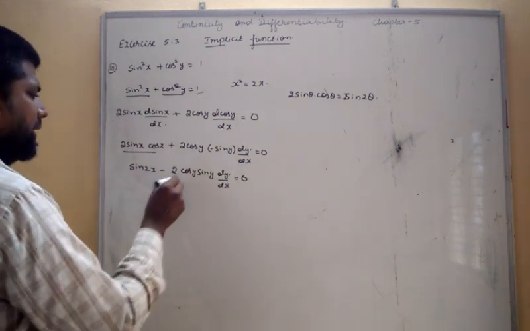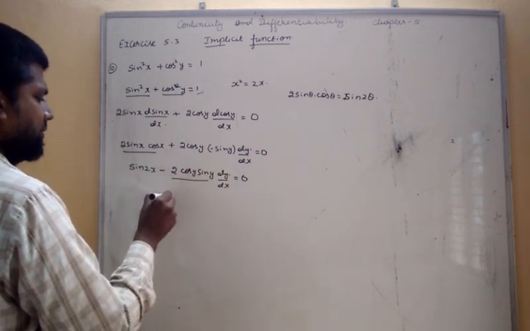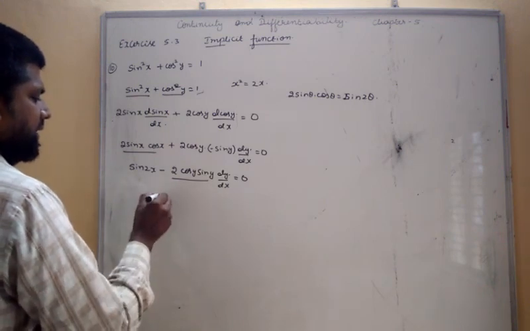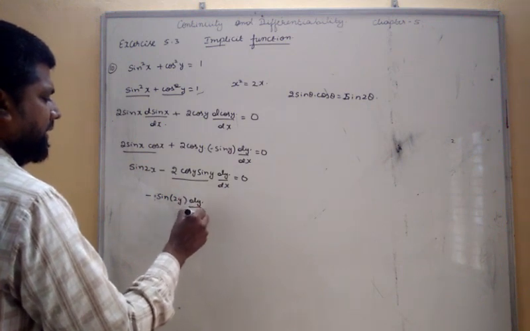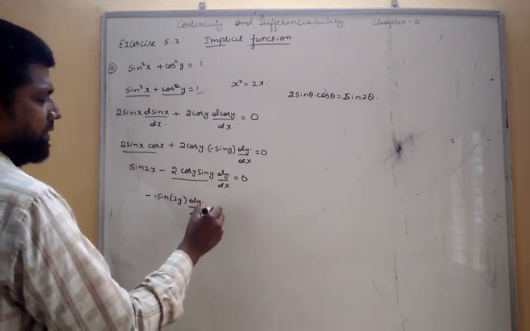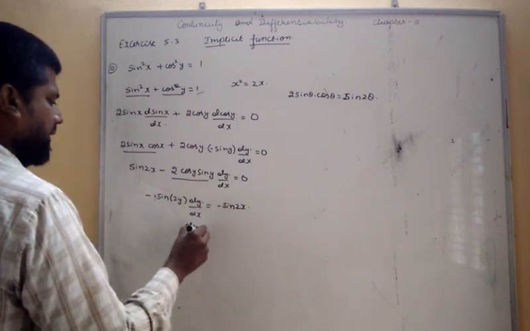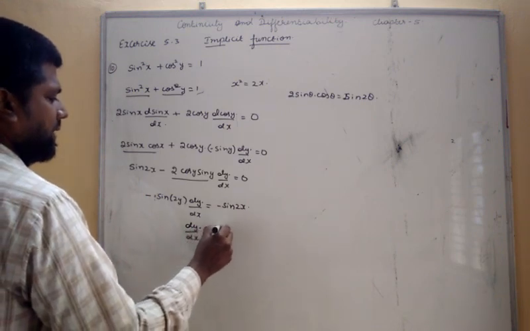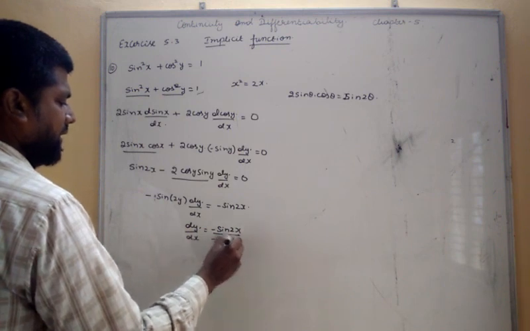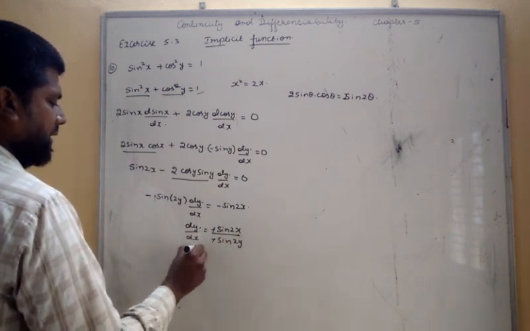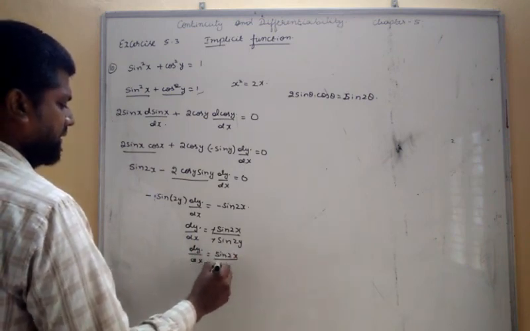Okay, then again we can apply the formula, then shift this to the right side: minus sin 2y dy by dx. Applying that 2 sin theta into cos theta can be written as sin 2 theta, that is equal to minus sin 2x. Then dy by dx is equal to minus sin 2x by minus sin 2y. Then the minus gets cancelled. So dy by dx is equal to sin 2x by sin 2y.